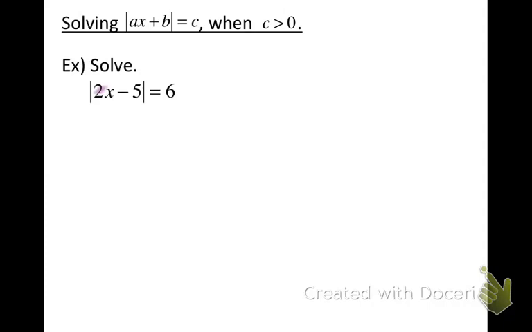All right, beginning with this thought, we know that this quantity here could be a positive quantity or a negative quantity. And so we want to consider both of those cases. So we'll make our two cases. The first case being that that quantity right there, 2x minus 5, is equal to 6. And in the second case being that quantity 2x minus 5 is equal to the opposite of 6, or negative 6. And then we'll solve both of those equations.